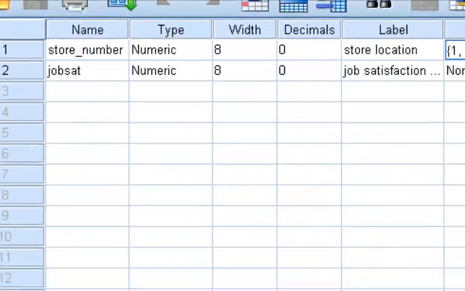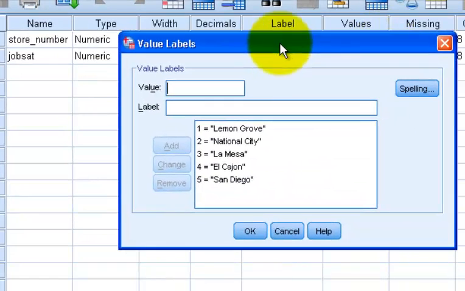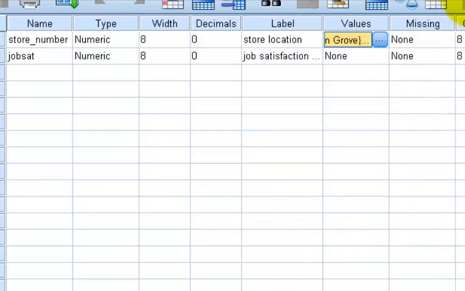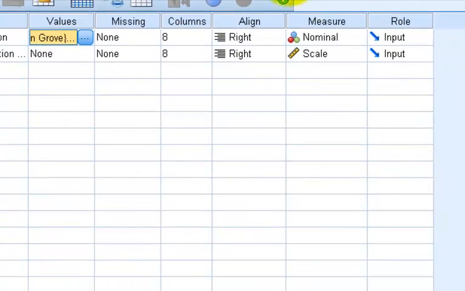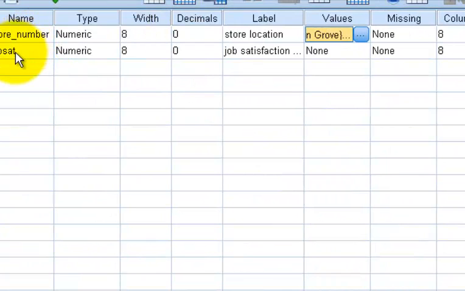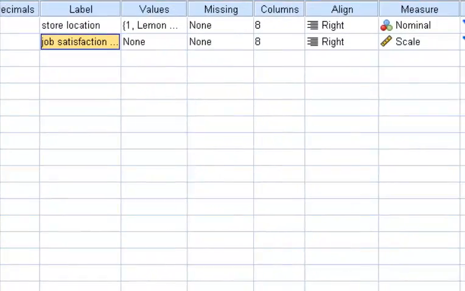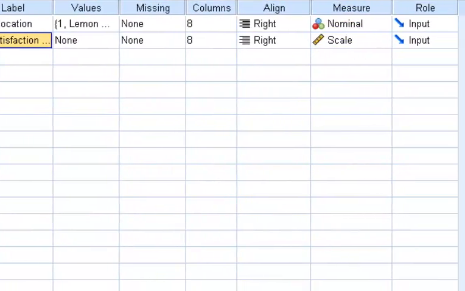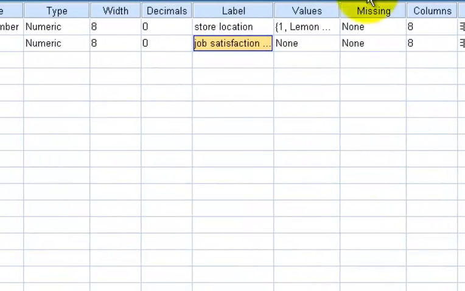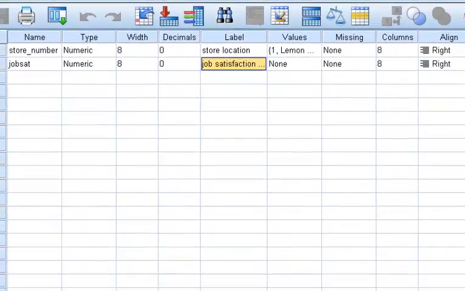Okay, real fast. The store number, I made the grouping IV. Here are the values for that: 1 Lemon Grove, 2 National City, etc. And I told the computer that this one is a nominal variable. Next, I just labeled it job satisfaction. It doesn't have levels, it's just scored data, so that's what we call scale data.